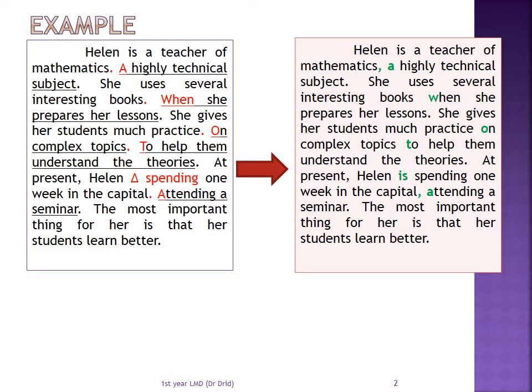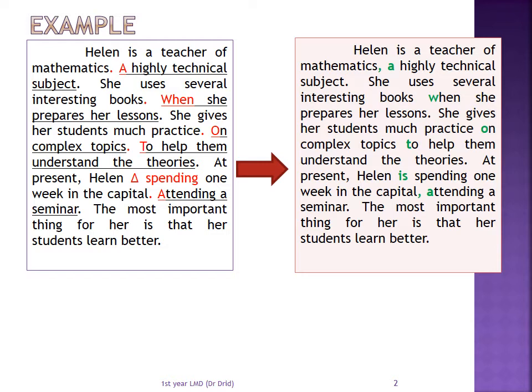She uses several interesting books when she prepares her lessons. Look at this underlined part. When she prepares her lessons, it is punctuated as a sentence. It starts with a capital letter and ends in a full stop. But when we read it, we'll find that it is only a subordinate clause.